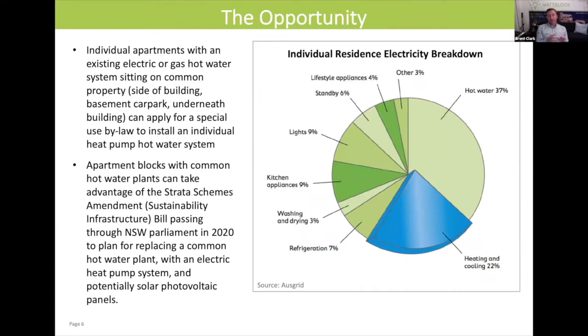Now, the opportunity. We've got a diagram here from Ausgrid. Ausgrid is the electricity grid. Now, you can see that hot water can represent 37% of the electricity costs inside a typical household. And this is actually higher on this diagram than heating and cooling, which surprises a lot of people who might think air conditioning is the largest electricity cost for the owners.